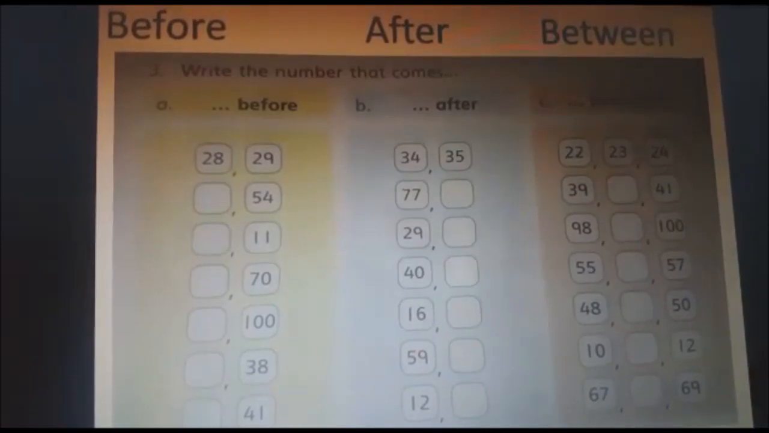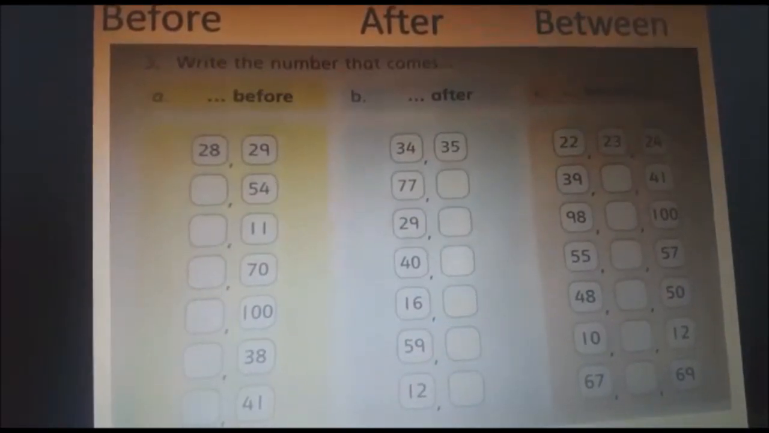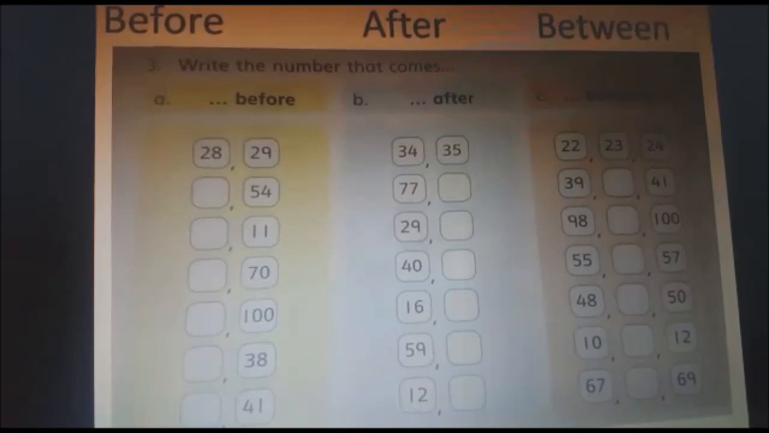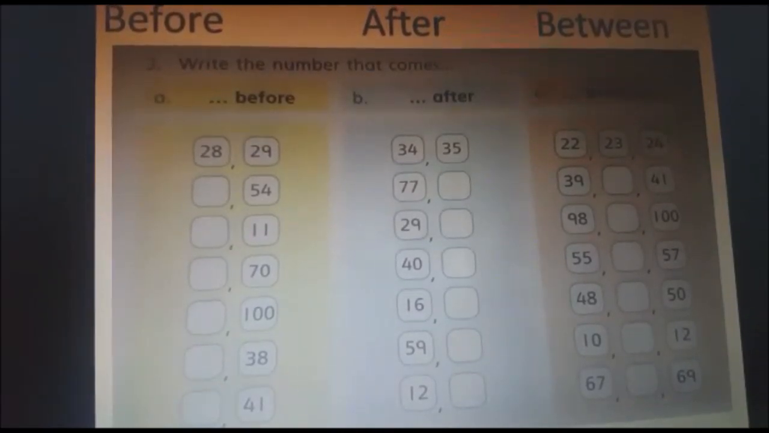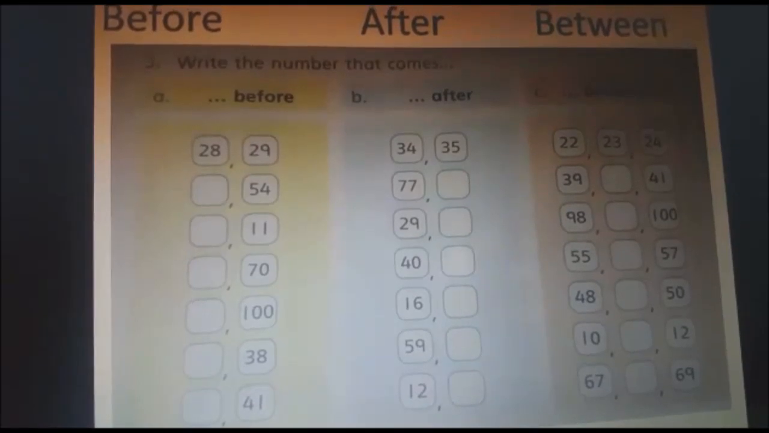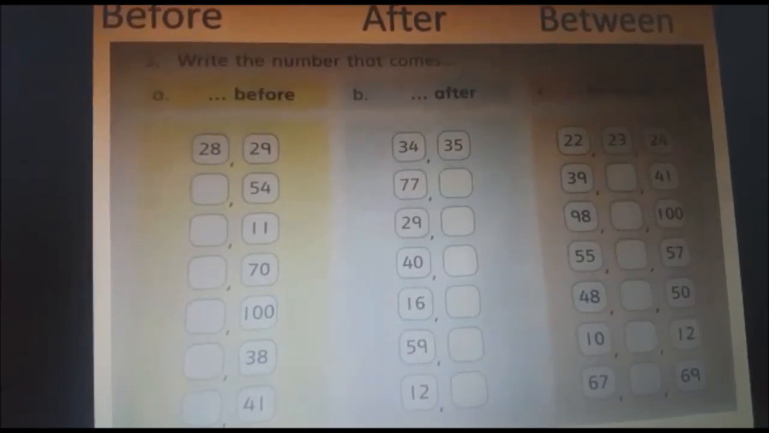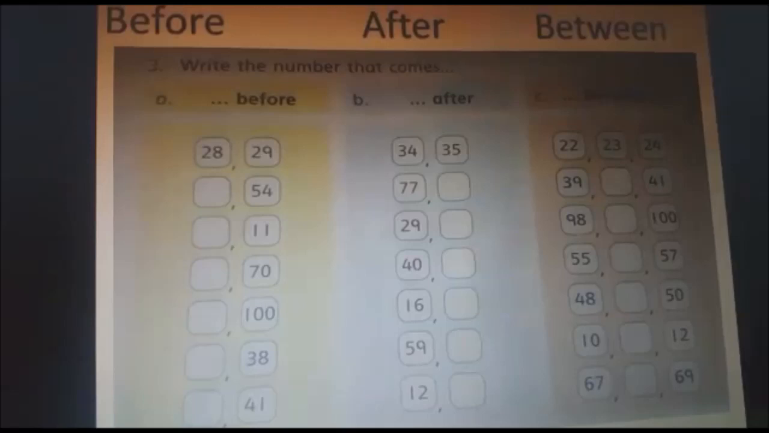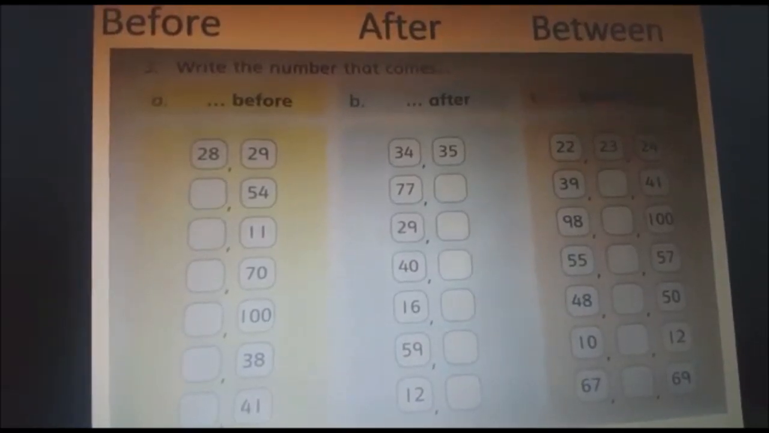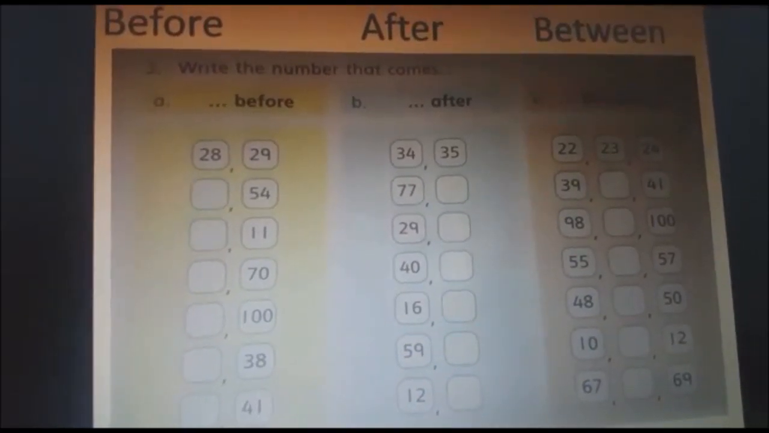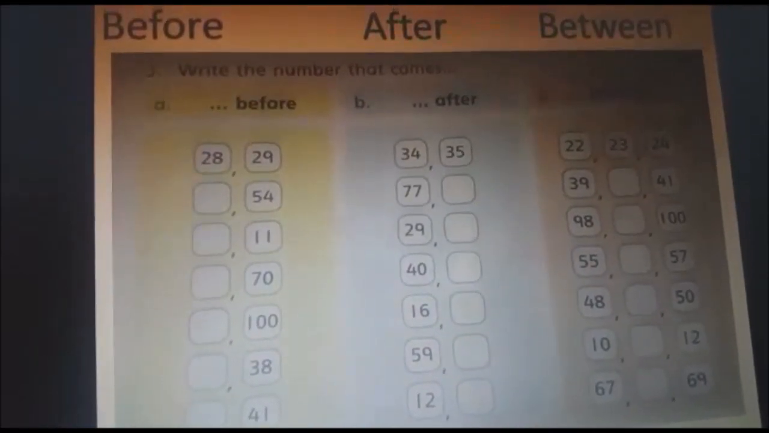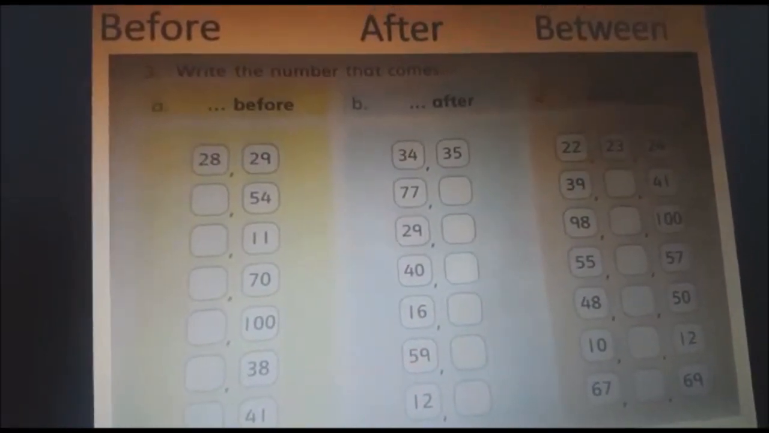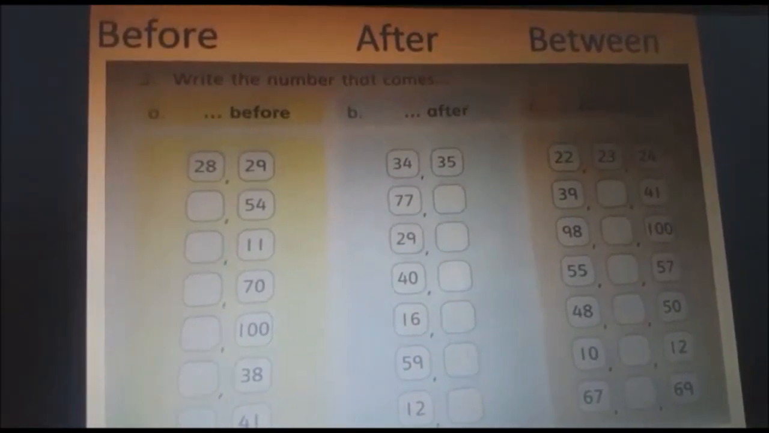The next column is about after. Look at the column after, please. Yes. First number is 34, and what comes after 34? The answer is 35. Next line, 77. What comes after 77? Yes, the answer is 78.